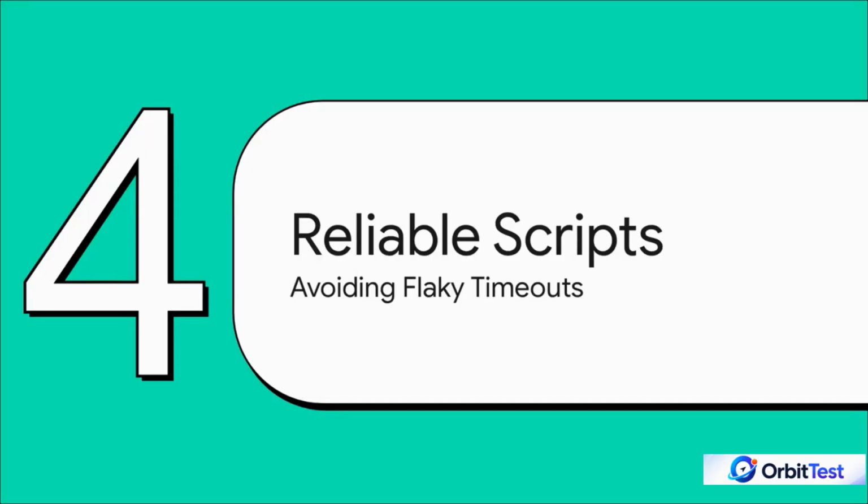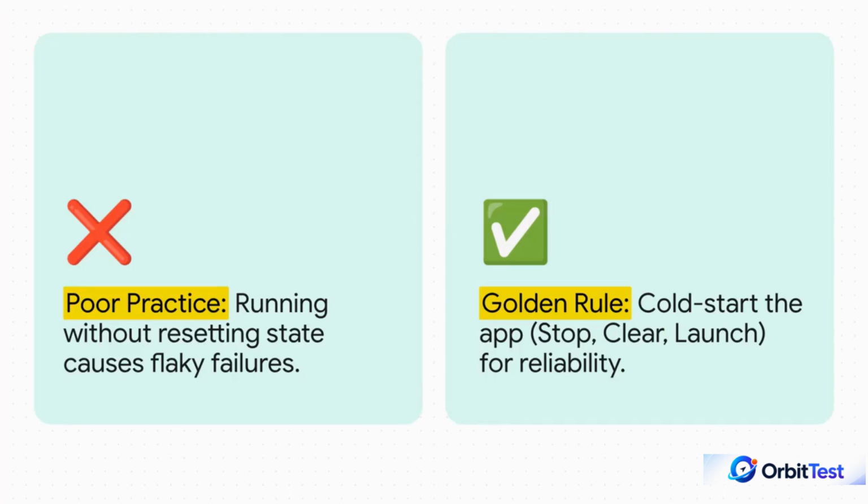Which brings us nicely to Section 4, Writing Reliable Test Scripts. So let's talk about the single most important rule in mobile test automation, the golden rule of the cold start. State contamination is a massive headache for QA. If you run a test without resetting the app state, leftover login sessions or cache data from a previous run are going to silently ruin your current run. You absolutely must wipe the app data and cold start using 3 specific commands at the top of every single test. Stop the app, clear the app data, and then launch the app. This guarantees a pristine environment every single time.